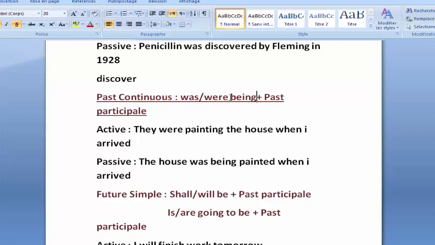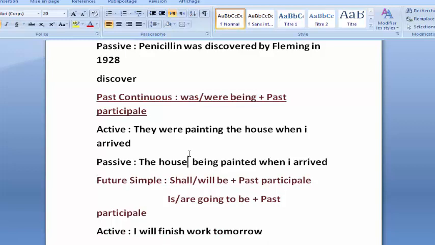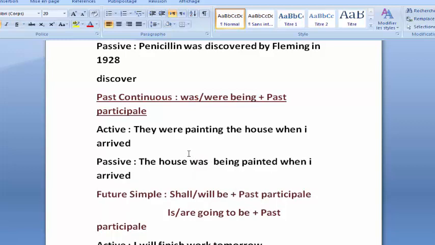Sorry, I didn't put being here. So if we say the houses, it will be were being, not was being, were being. إذا قلنا houses معناتها منازل تولي were being. إذا قلنا the house يعني منزل بركة، نقولوا was being.